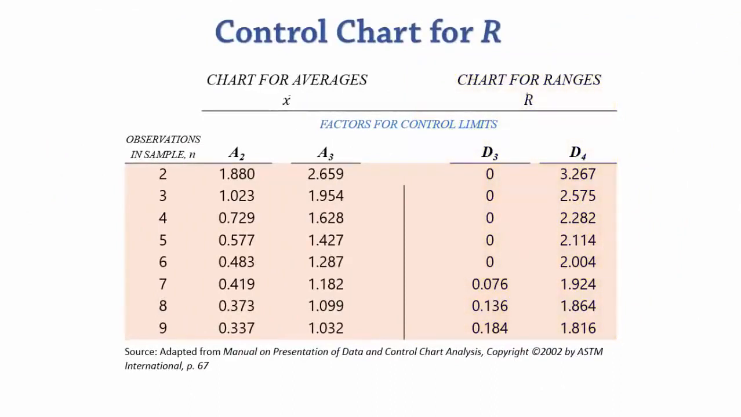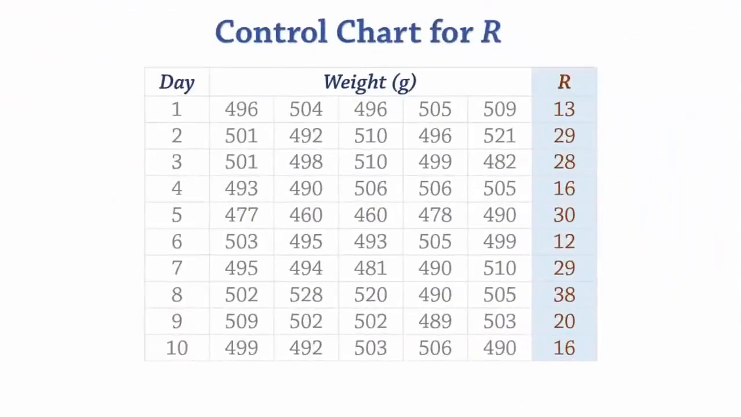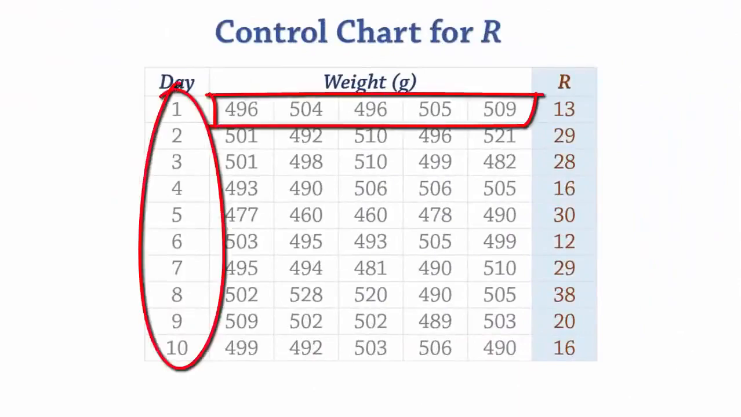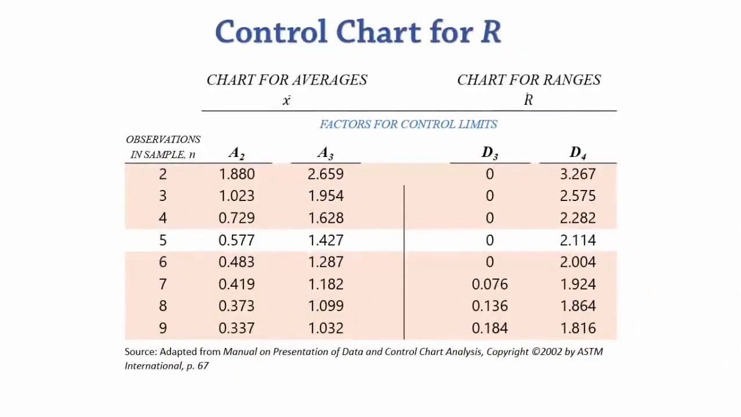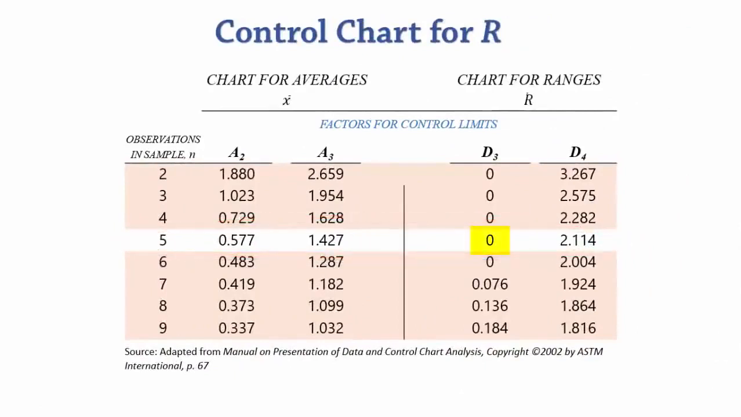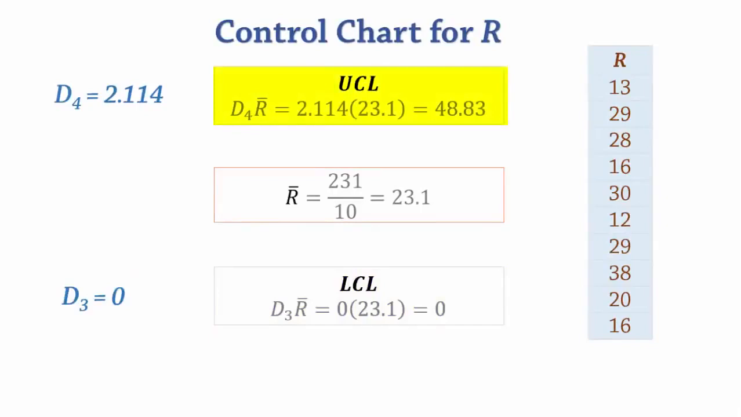Remember that the sample size is 5 per day. As you can see in this table, each sample has 5 values, while the number of samples is 10. So going back to the control limit table, with sample size 5, our D3 will be 0, and D4 2.114. So the lower control limit LCL will be 0 times 23.1, which is 0. And the upper control limit UCL will be 2.114 times 23.1, which gives 48.83.